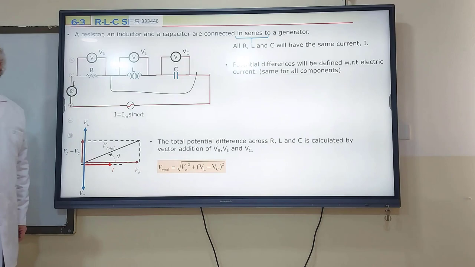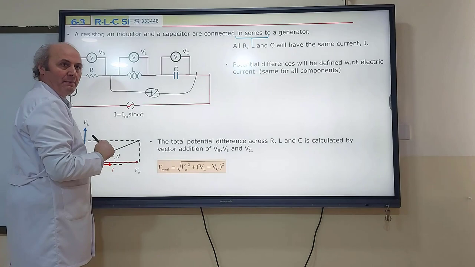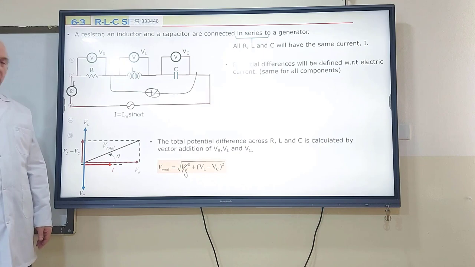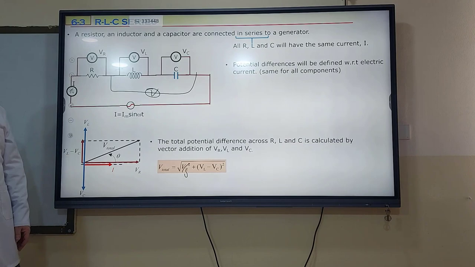If you connect a voltmeter in here, it measures the potential difference across what? Coil and capacitor. So you are going to remove VR. Then you will get the result as VL minus VC, which are opposite in direction, that's why you subtract that. Okay? This is how we calculate the total potential difference.